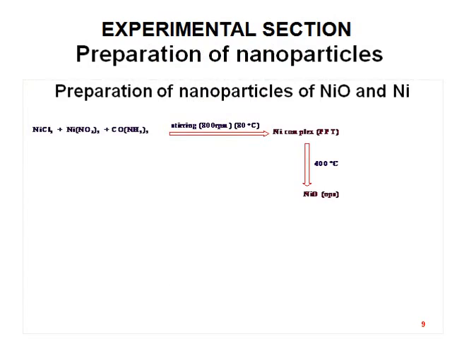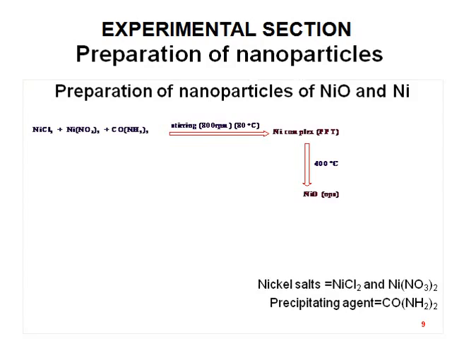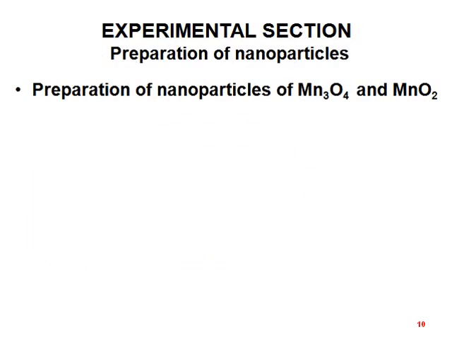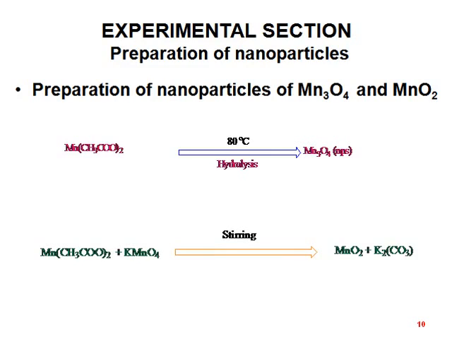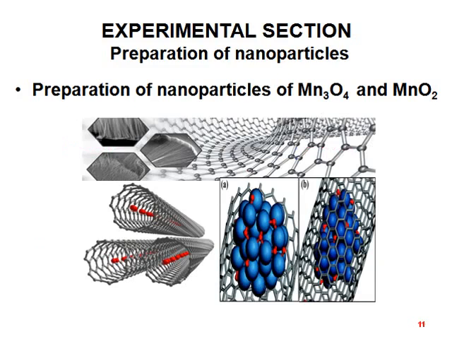The preparation of the other four nanoparticles is done using individual synthesis techniques. Nickel oxide nanoparticles were prepared using the precipitation method. Here nickel chloride and nickel nitrate are used as nickel salts and urea as precipitating agent. Nickel nanoparticles are prepared by controlled reduction of nickel oxide nanoparticles. Manganese oxide is prepared by forced hydrolysis of manganese acetate, and manganese dioxide is prepared by oxidation of manganese acetate by potassium permanganate.